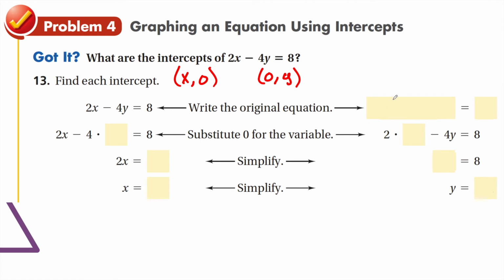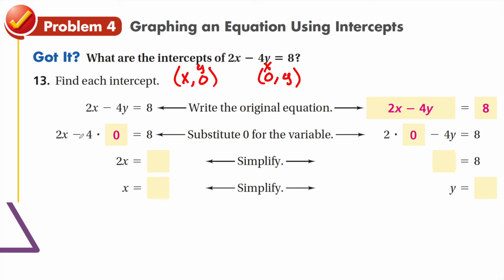So if we write the original equation, we're going to put the original equation right here, and it's going to equal the 8. All right. We must substitute 0 in for the appropriate variable. Well, if we're trying to find the x-intercept, our 0 is going to be y. So this becomes 2x minus 4 times 0 equals 8. And if we're trying to find the y-intercept, again, we're going to change out the x variable for the 0. So you get 2 times 0 minus the 4y equals that 8.